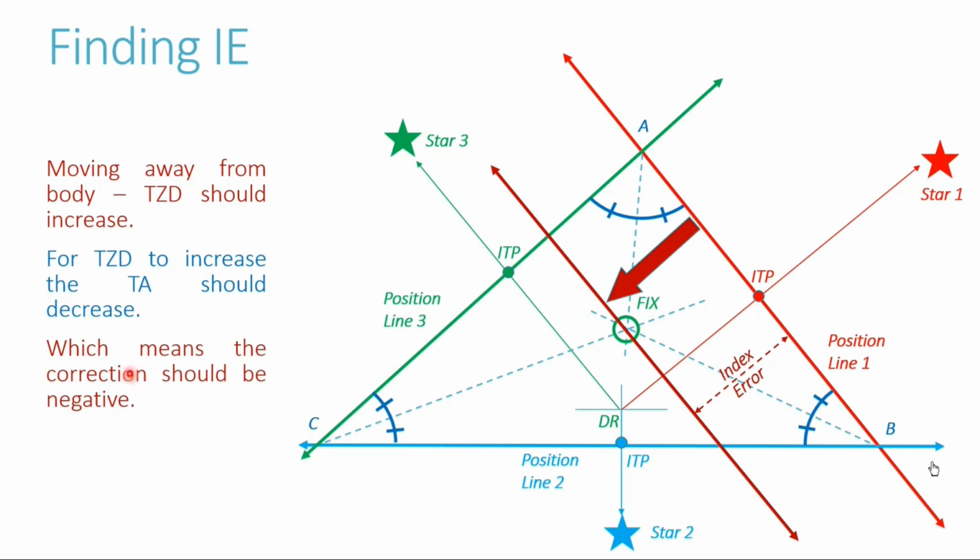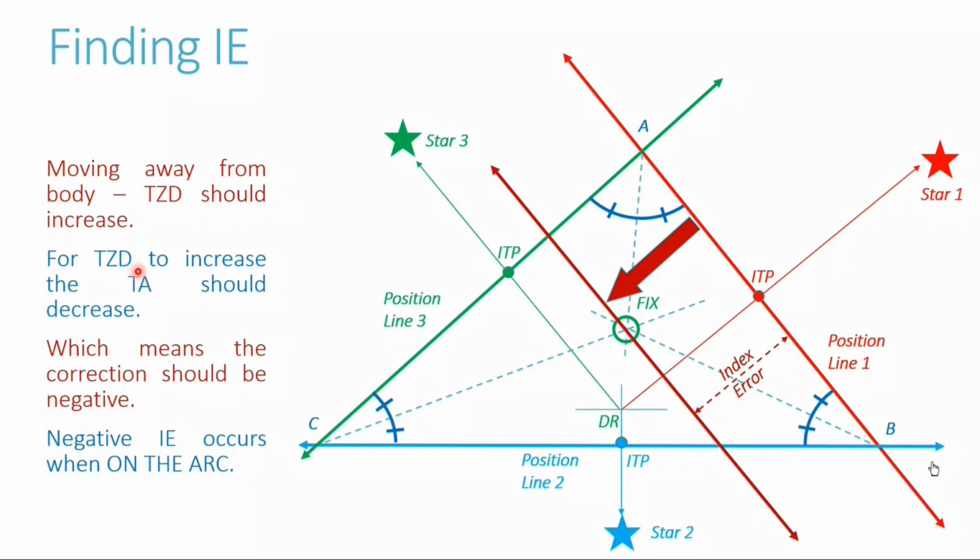So we want the true altitude to decrease. Now for true altitude to decrease, the correction which we are applying should be negative. So this tells us that the index error which we are applying in this case should be negative. Now index error is negative if it is on the arc. So when we are doing altitude correction, if the index error is on the arc, we subtract it. So the index error in this case is on the arc, so we will be subtracting it. When you subtract it, the true altitude would decrease. The value of the true altitude would be lesser. When true altitude decreases, the true zenith distance value would automatically increase.